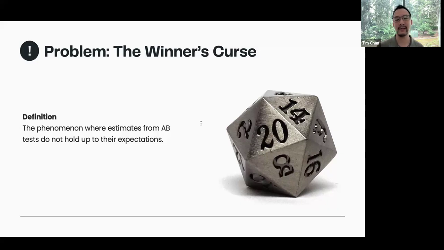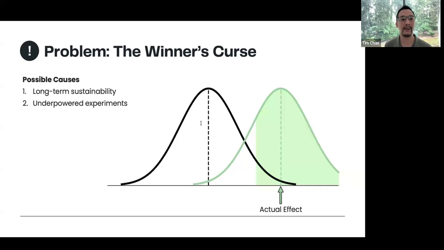But there are many reasons that the winner's curse is just going to happen naturally. First is long-term sustainability. Are the metric lifts you're finding in your experiments actually holding up over time? Or are you just looking at novelty effects? The solution to that is to run your experiments longer or wait for your metrics to stabilize so that you can have confidence that the lifts you're seeing are durable.